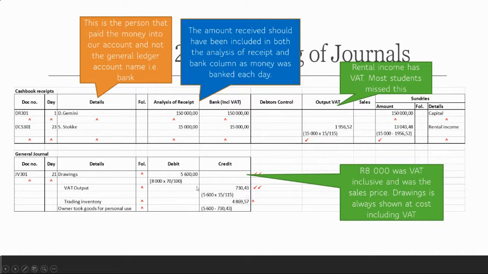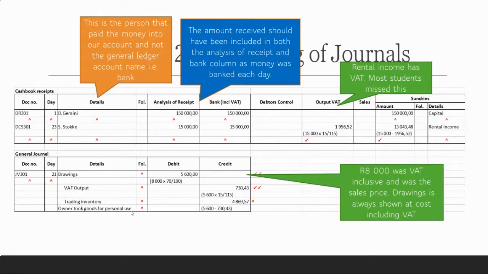Then you would have applied the VAT to get to the VAT component. You would have received 2 marks for that. And then the trading inventory would have been the balancing figure, which would have been half a mark. Now, because they've asked for narrations, you would have said the owner took goods for his personal use or something in that line. You would have received half a mark for the narrations.